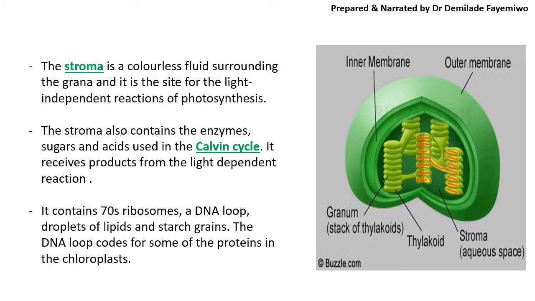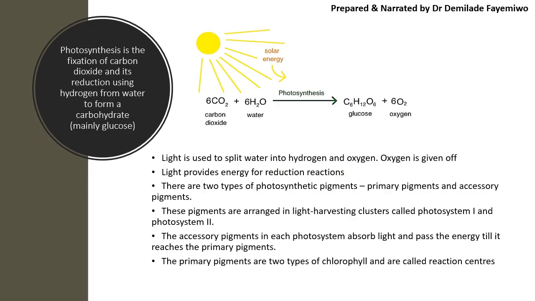In the stroma, you would also find things that are typical of prokaryotic cells, because it is believed that the chloroplast used to be a prokaryote before it was engulfed by the eukaryotic cell. So you would find things like the 70S ribosomes, you would find DNA, circular DNA, you would find some lipids and starch grains, and all of these other things that you typically find in a prokaryotic cell. So now let's get into photosynthesis, shall we?